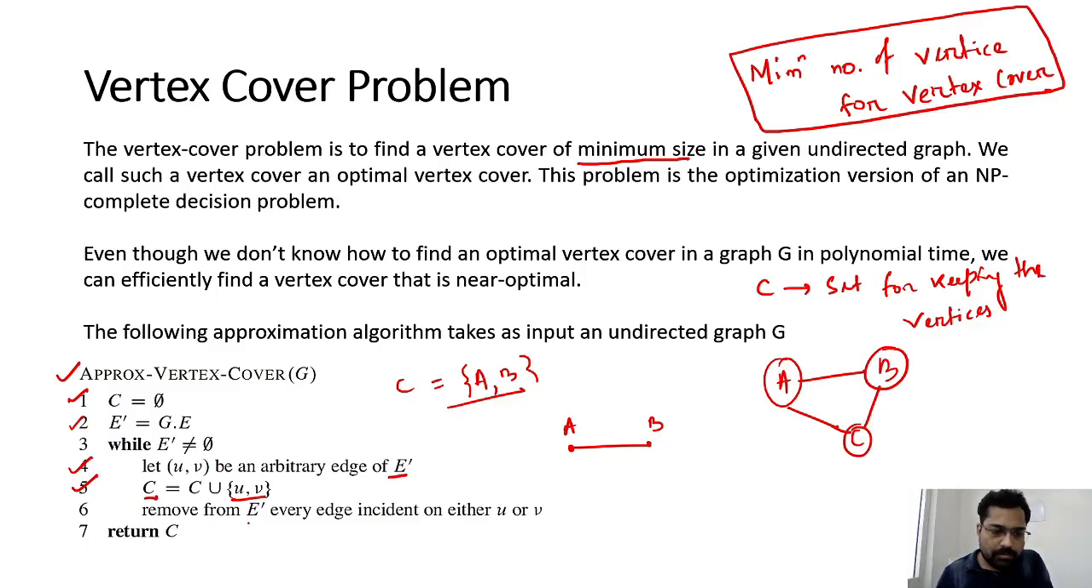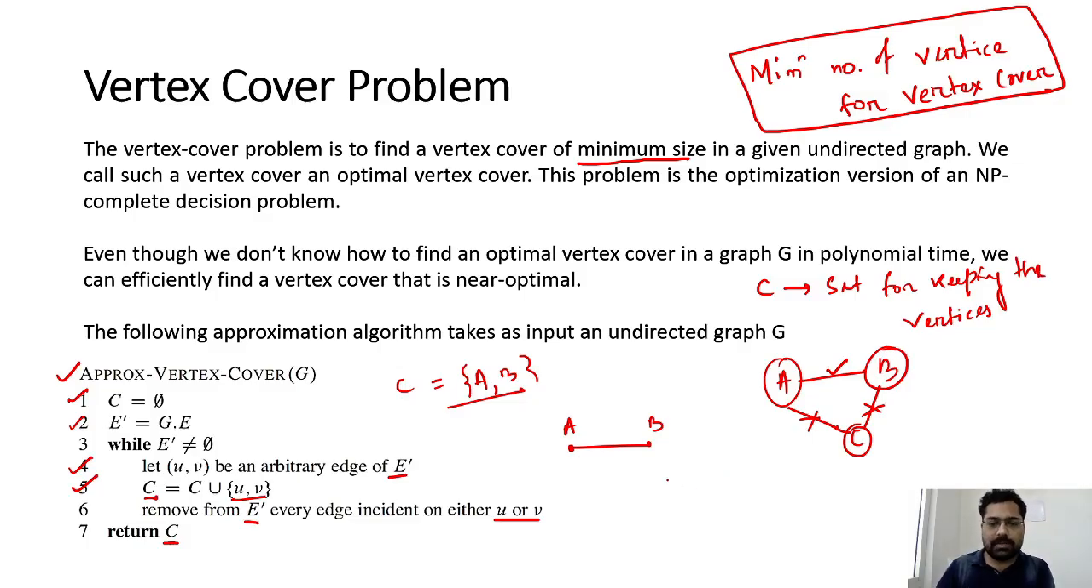Then remove from E dash every edge incident to either u or v. Once I'm picking this one, the two endpoints I have are a and b. So what I have to do is remove those edges incident to them. I'm just picking this one. So return C, where C is a, b.